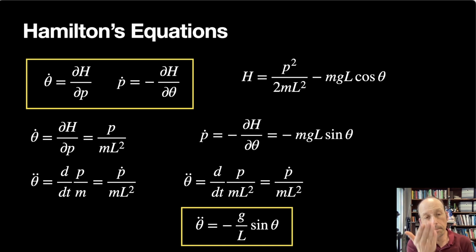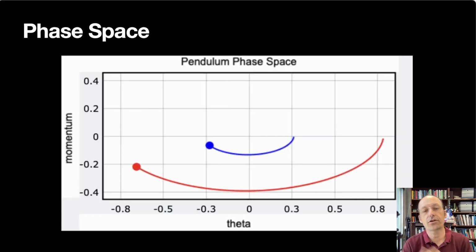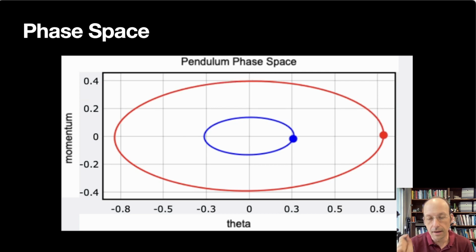But since we're talking about p and theta, this is where one of the cool things about the Hamiltonian, which you can do with other ways too, is to make this phase space diagram. So here are two different initial angles plotting momentum versus theta. It's a different way to view the motion of the system that gives us some insight into the way things work. I'm not going to go into this in detail, but if you talk about the Hamiltonian, normally you talk about phase space just because it's fun. It's fun to say too.